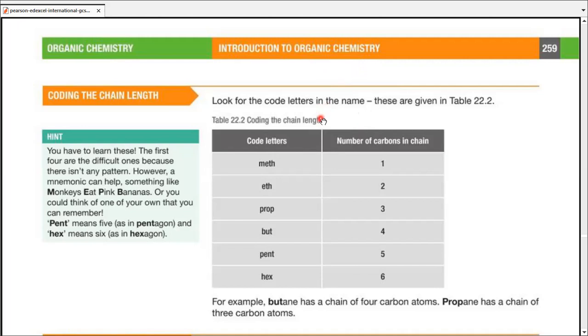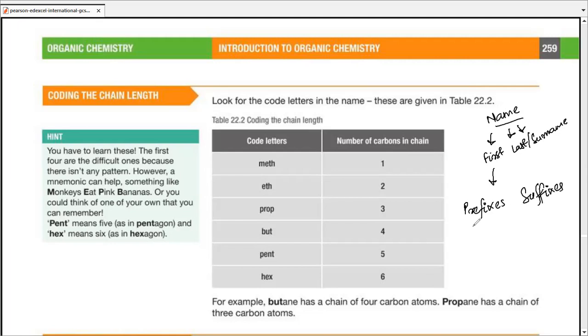Now, code letters. Code letters are actually prefixes or suffixes of the name. Even for human names, we have several parts. We say what's the first part of the name, or what's the last name, or maybe the surname. In organic chemistry, the names are actually divided into prefixes and suffixes. Prefixes are usually the starting parts of the name, and suffixes are usually the ending or last part of the names. These are all prefixes.